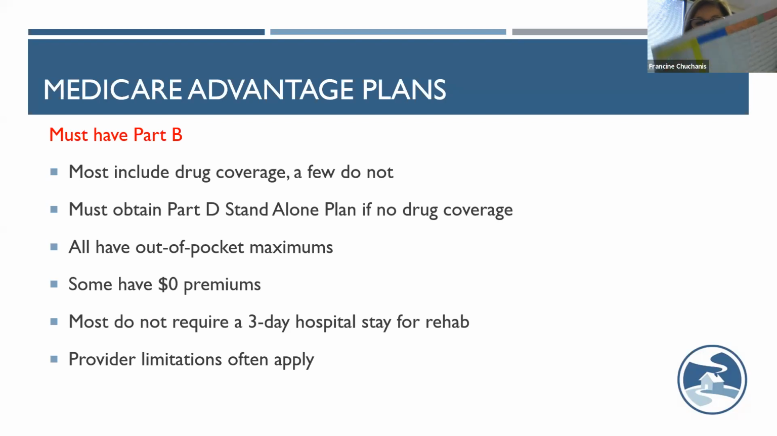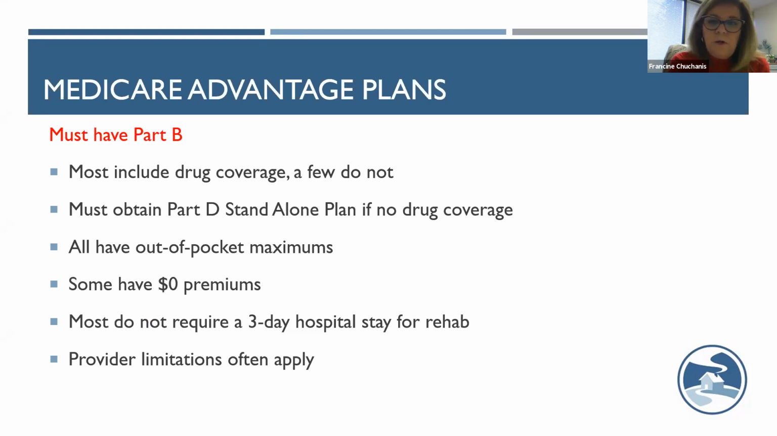So in your packet, you got these colorful charts. And what we did was the last page of these charts has a lot of red on it. And those are the plans that don't include drug coverage. So we separated them out for you. So you can look at these charts and you can see the names of all the plans in the county where you live. Make sure you have the right chart for the right county.